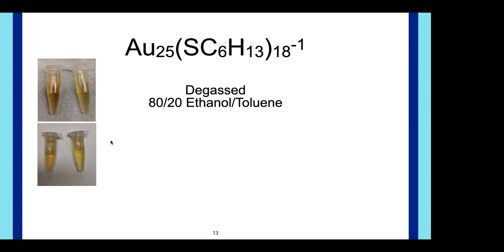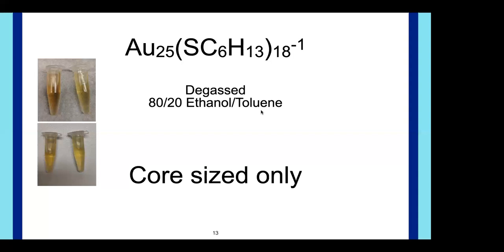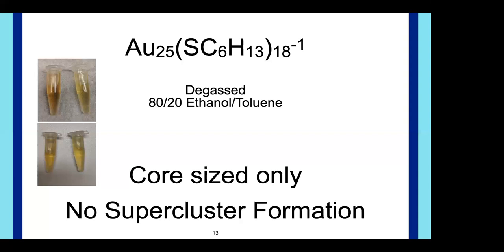We see I did keep it in the -1 in this case, but with the -1 charge state in the DLS, we only see core-sized solid dynamic radius. I never saw supercluster formation in these solutions, no matter how cold or how long it sat at 2 degrees, or how I might have changed this solvent ratio. I did change it up to 90-20 as well, or 90-10 as well. So it seems like there's no supercluster formation from this -1 charge state.